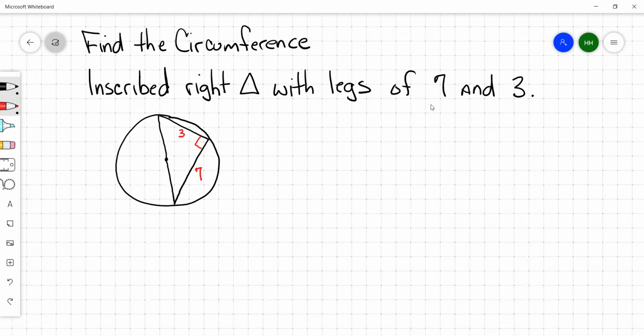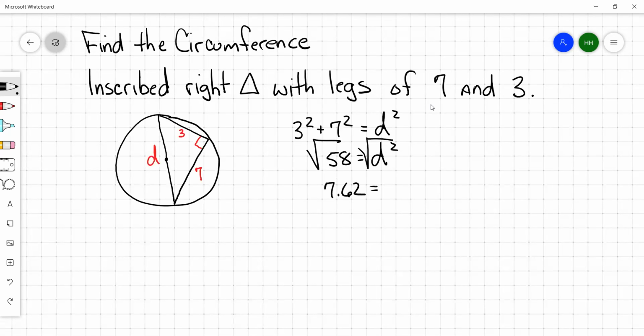Again, it makes the hypotenuse your diameter. So in this case, you need that diameter to find the circumference. To find this diameter, you can use the Pythagorean Theorem. So you can say 3 squared plus 7 squared equals the diameter squared. So 3 squared plus 7 squared equals 58. So if 58 equals the diameter squared, then you can square root both sides. And 7.62 is equal to the diameter.